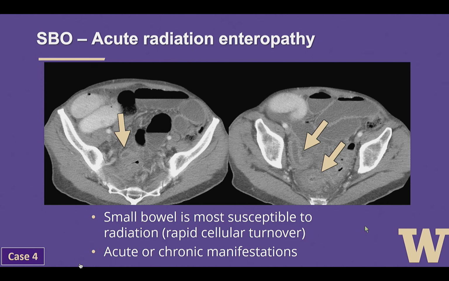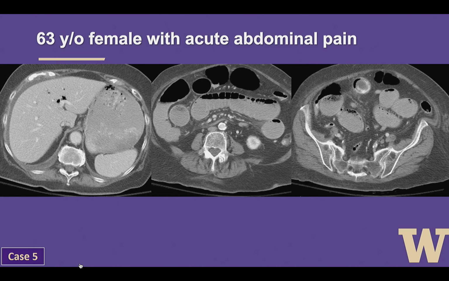The answer to the question is that the small bowel is the most susceptible to radiation due to rapid cellular turnover, and there are acute and chronic manifestations of radiation enteropathy, with many of the findings overlapping those of inflammatory bowel disease, like you see here. Again, the history will hopefully be different and guide you to one or the other.